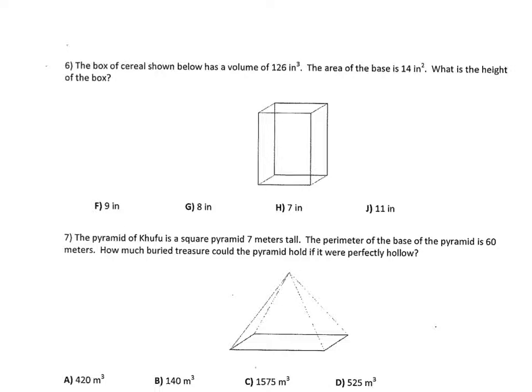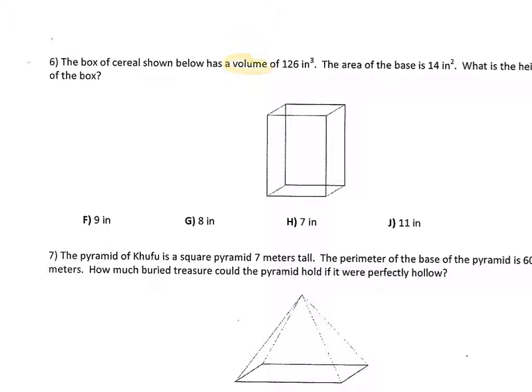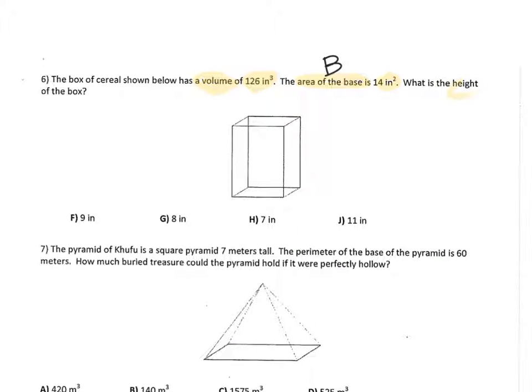Okay, so number 6 on the back, the box of cereal shown below has a volume of 126 inches cubed. The area of your base is 14 inches squared. What is the height of the box? So we're having to work backward. Write your formula down first.